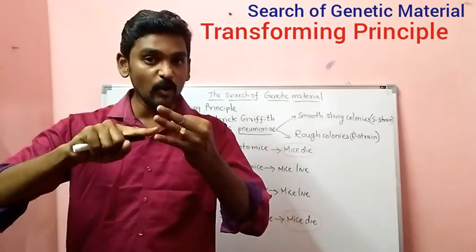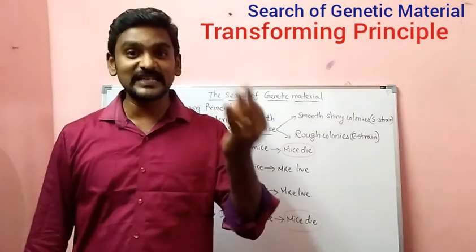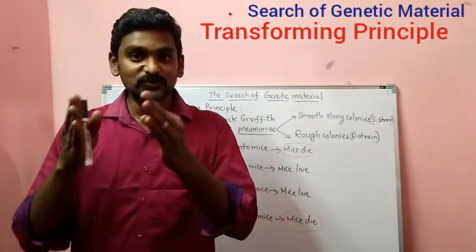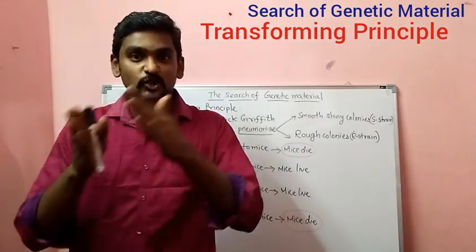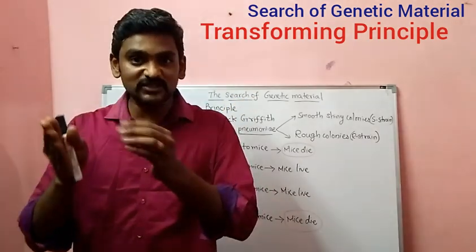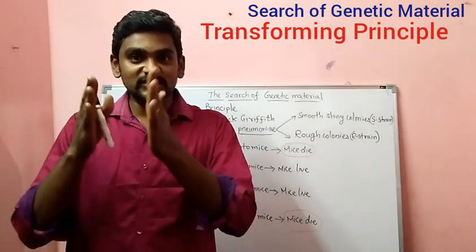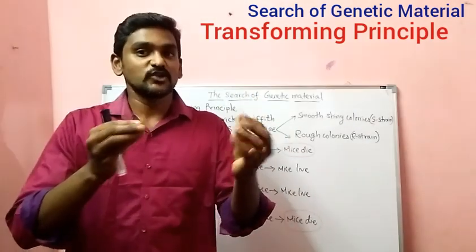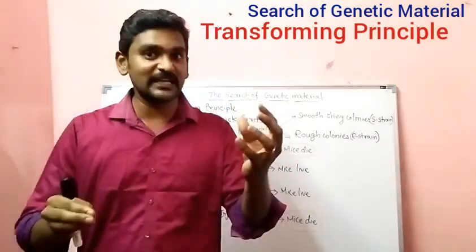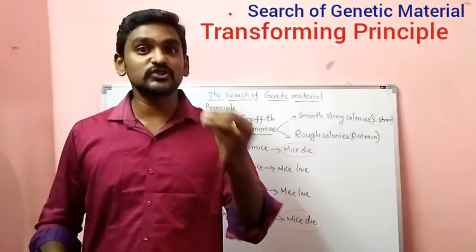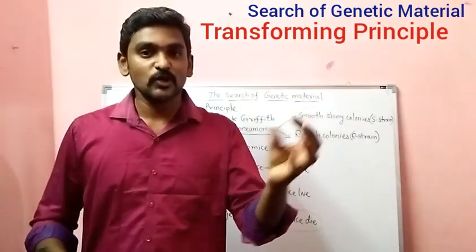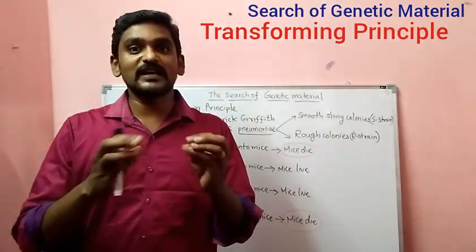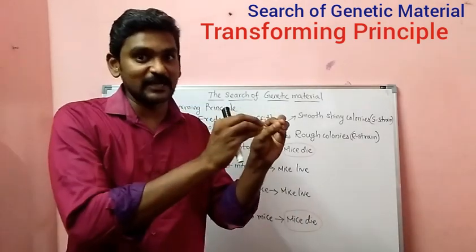Among the three molecules, which is the genetic material that transfers the characters from one generation to another generation? So we have to identify the genetic material. To identify it, we have to search for it. After searching only can we know that this is the genetic material.